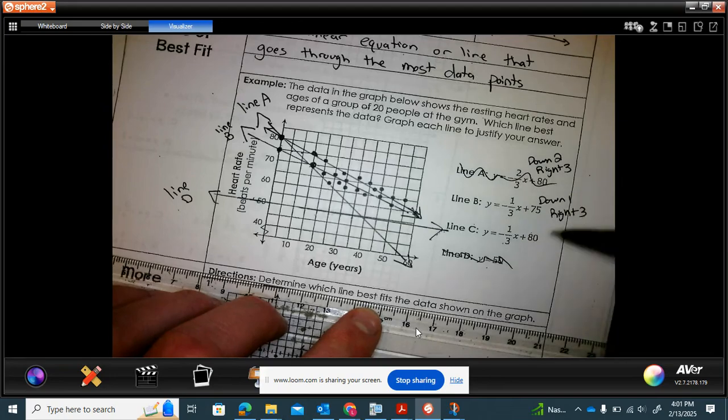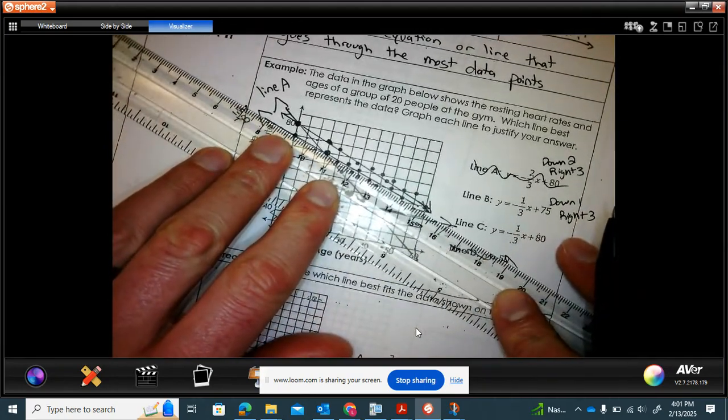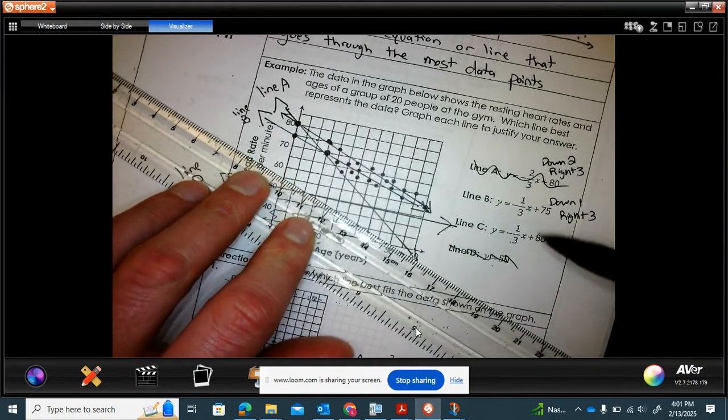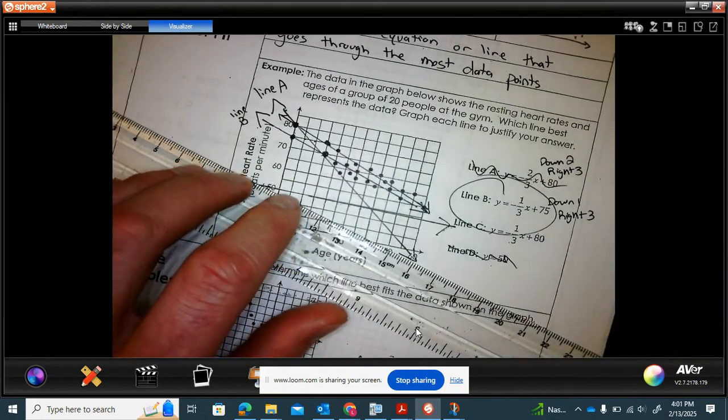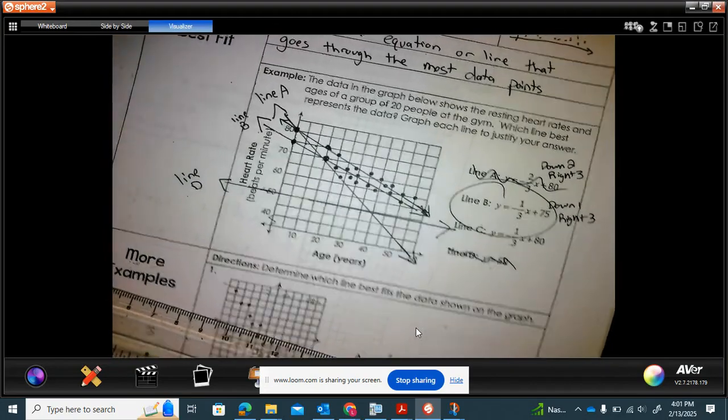So I'm between B and C, but I think B, if I was to put the ruler on it, you could kind of see, I think B goes through more points. So B would be the answer. Which one goes to the points the best? Which one goes through the most points?